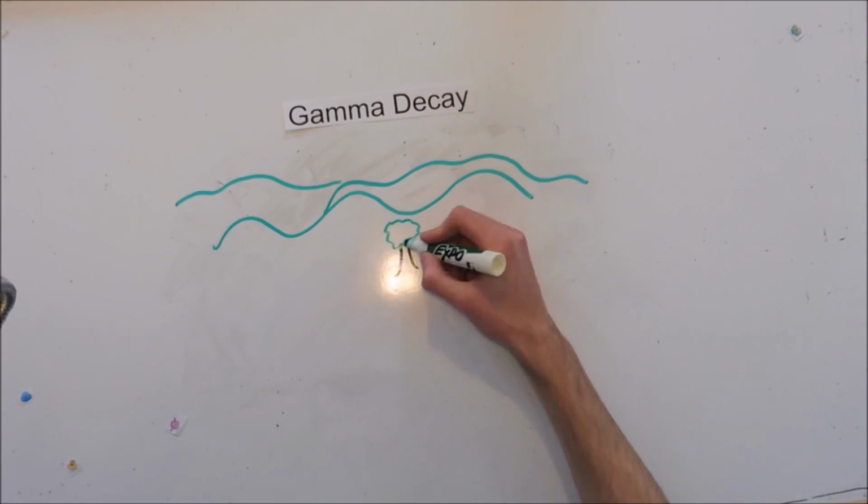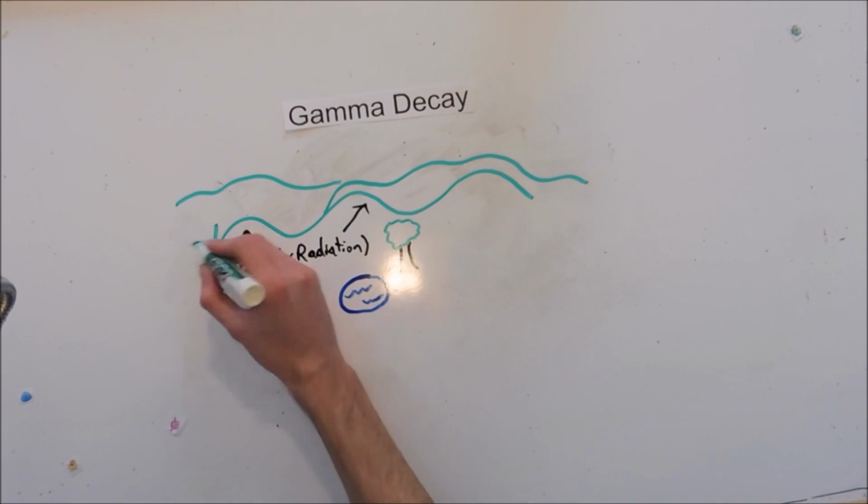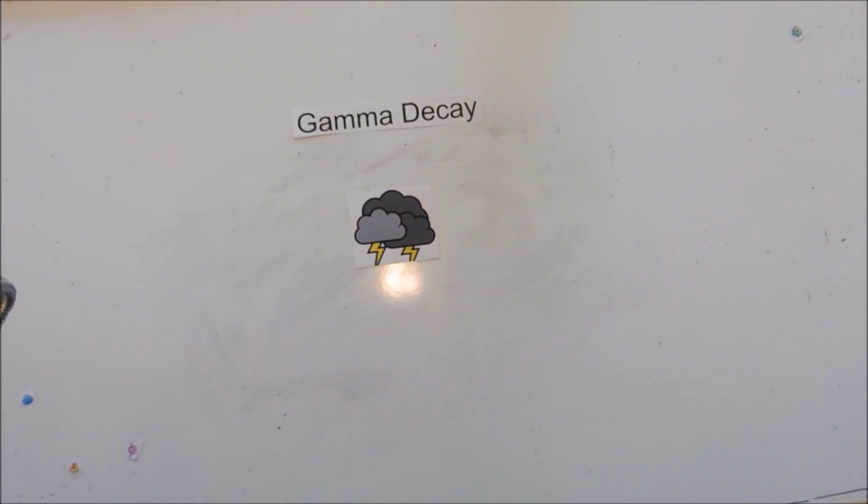Gamma radiation can be found globally in the form of background radiation. It can be especially high during terrestrial lightning storms.